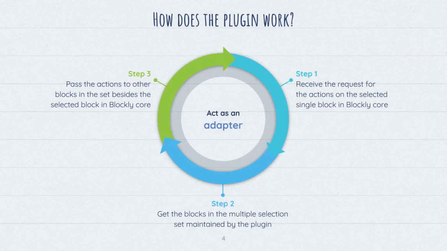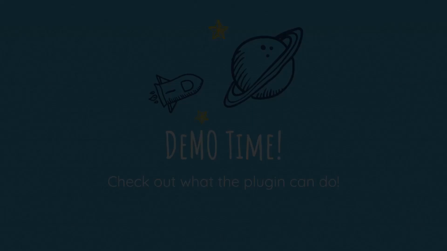So, how does the plugin work? Well, generally, the plugin acts like an adapter. It maintains its own multiple selection set, which keeps the currently selected blocks and makes sure we always have one of the selected blocks as the selected one in Blockly core. When users do some actions, the plugin also passes all the actions to the other blocks in our set besides the selected one in Blockly core.